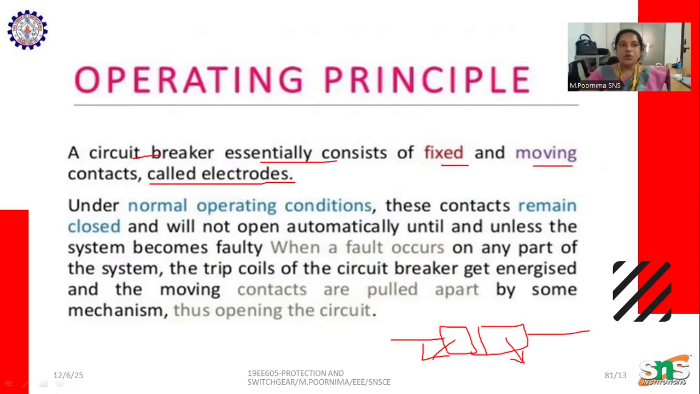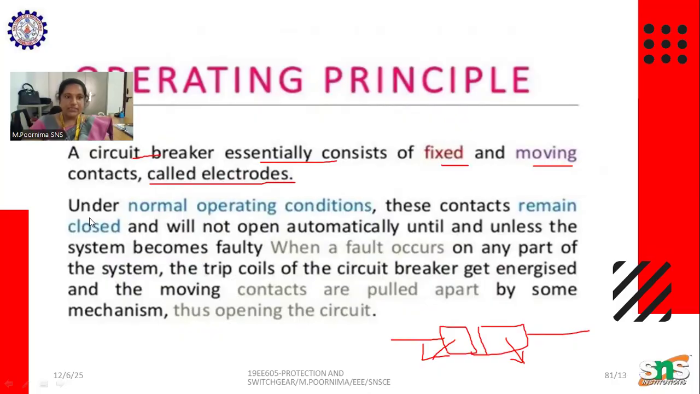Now, under normal operating conditions, we have a fixed contactor and a moving contactor. Under normal operating conditions, these remain closed and will not open automatically unless the system becomes faulty. Until the system is in normal condition, this will not open.